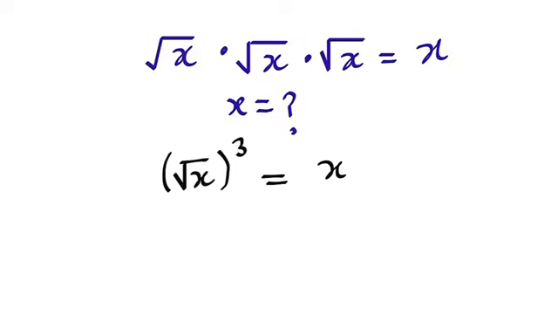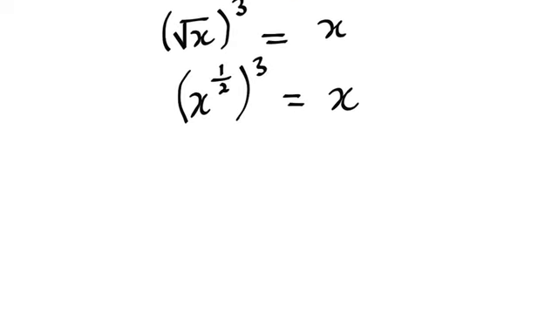So the next thing we're going to have here is this x. We can rewrite root x to be x to the power of 1 over 2, then to the power of 3, then equals what? Equals x. So moving on, we're going to have x to the power of 3 over 2 equals x. Now the next thing we're going to do is multiply this power by 2.